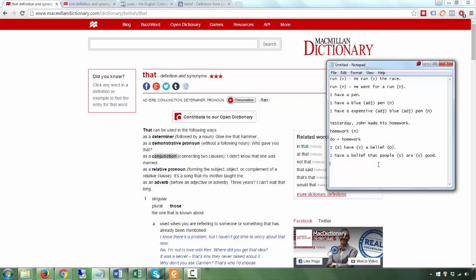For example, the car that is blue is mine. This is a relative pronoun because it is describing the car. You have a verb here, but you don't have a subject plus a verb. A clause is a subject plus a verb.